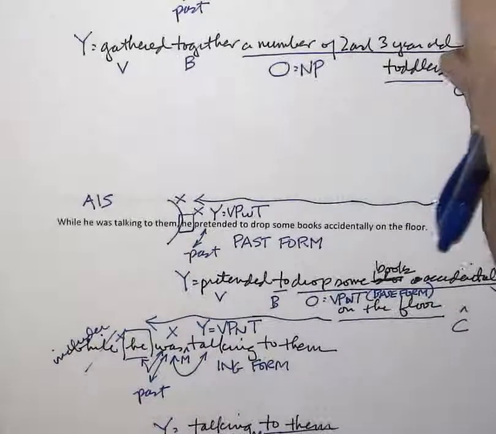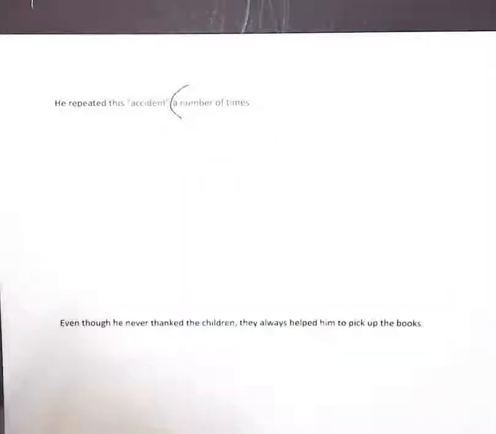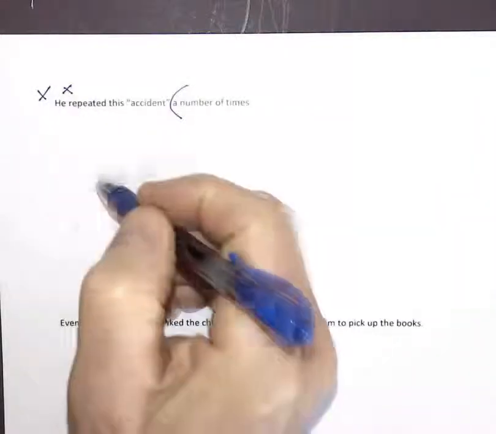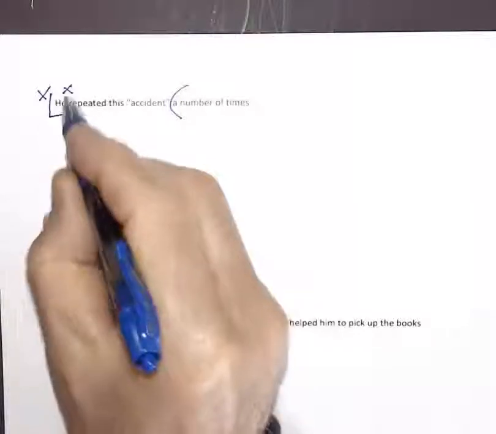Please stop the video. Take a look at the next sentence. He repeated this accident a number of times. A number of times he repeated this accident. Now, if you don't feel that's a shifter, you could leave it in the predicate. It wouldn't really make a big difference to us. The X word is he. He did not repeat. He is the subject.